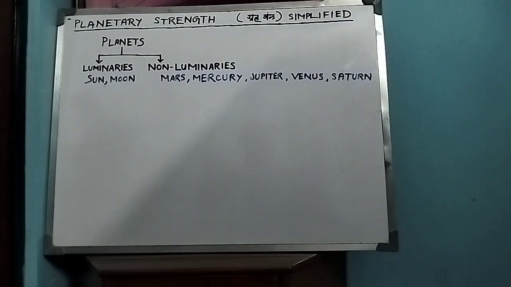Friends, as you can see on the whiteboard, there are two fundamental categories of planets, luminaries and non-luminaries. There are two luminary planets, Sun and Moon, and five non-luminaries, Mars, Mercury, Jupiter, Venus and Saturn. So let us take the luminaries first.